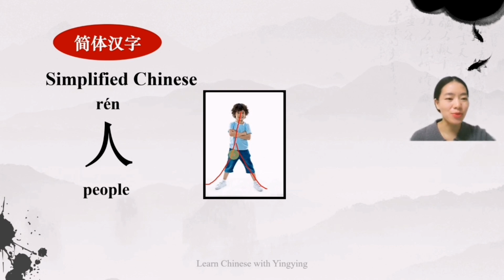So actually, I just wrote it. The stroke is left swing, right swing. This is the word 人. 人. It means people.